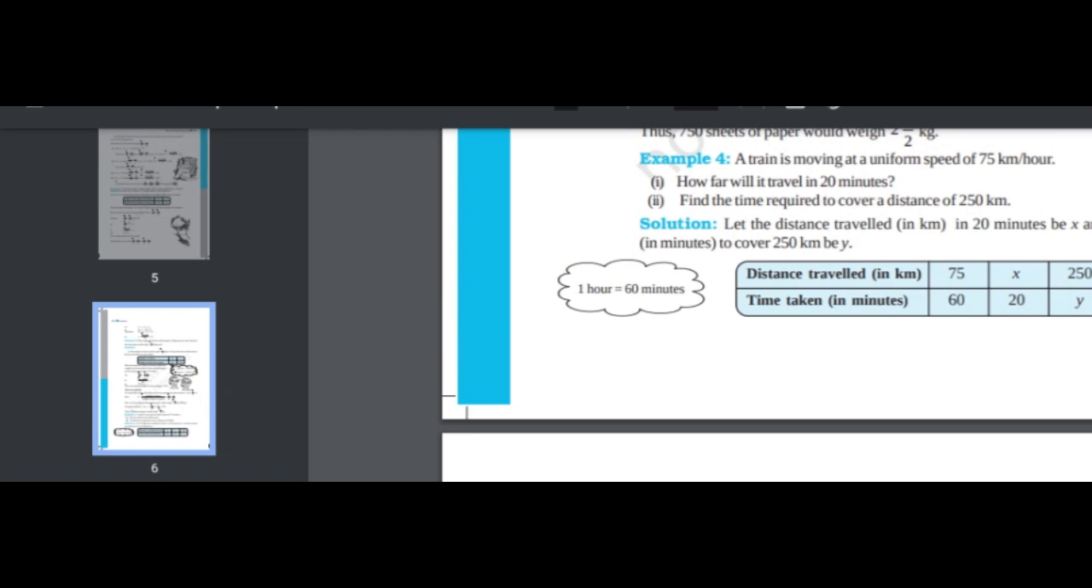Okay, so we know that 1 hour is equal to 60 minutes. 1 hour is equal to 60 minutes. 75 km, we just put that in 60 minutes, or in 1 minute.